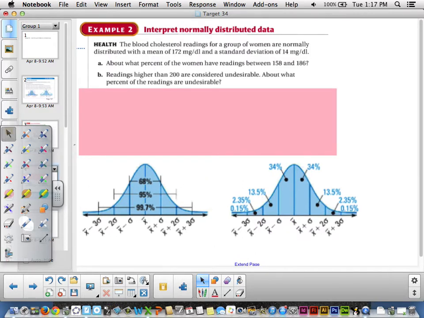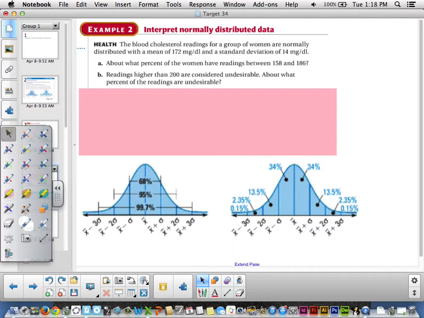Example 2. Pause, try this, and we'll go through it together. The blood cholesterol readings for a group of women are normally distributed with a mean or average of 172 milligrams per dL, not sure what that is, and a standard deviation of 14 milligrams per deciliter maybe. About what percent of the women have readings between 158 and 186?